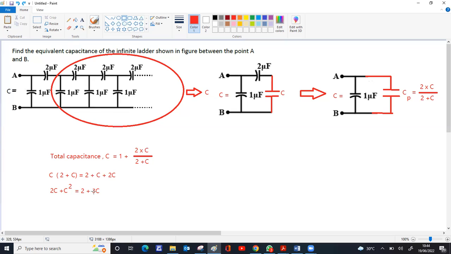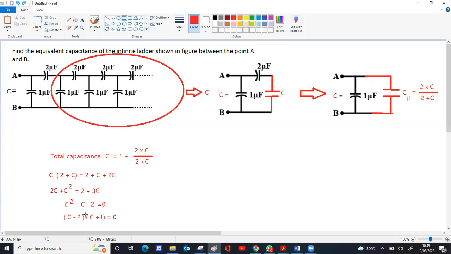Now, this will be a quadratic equation. Transferring all the terms to the left side, C square, minus 3C plus 2C will be minus C, and 2 will go minus 2. So C square minus C minus 2 equals 0. Now, this is a quadratic equation. The product should be minus 2. The sum should be minus 1. So the numbers will be minus 2 and plus 1. Minus 2 into 1 will be minus 2. Minus 2 plus 1 will be minus 1.